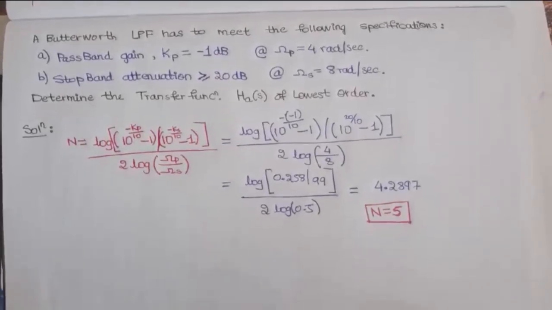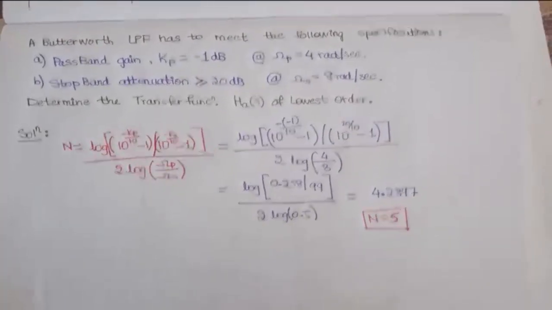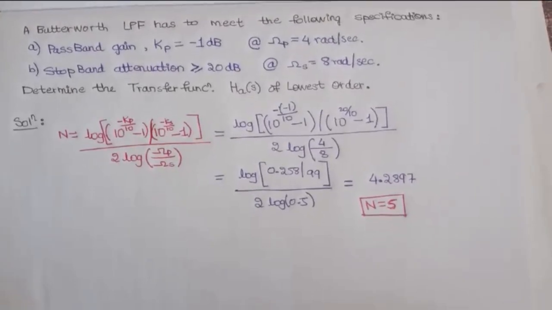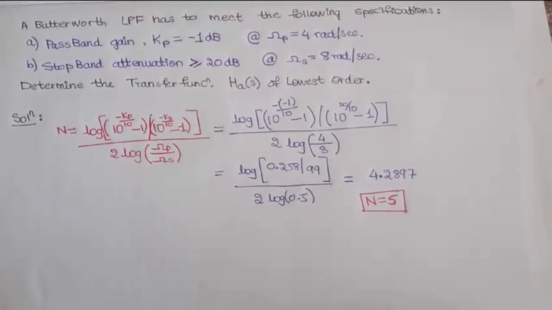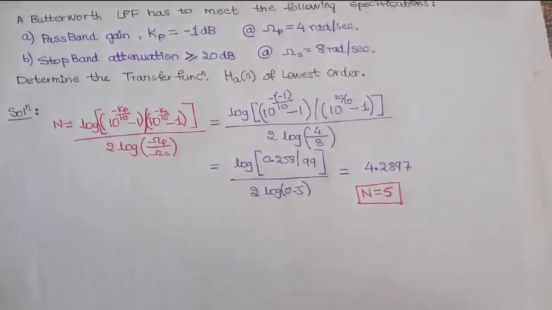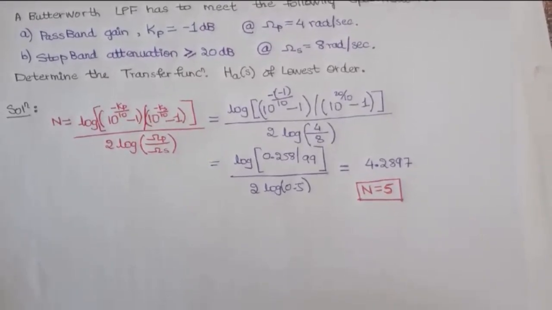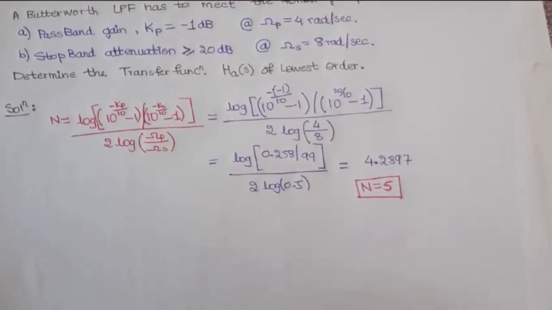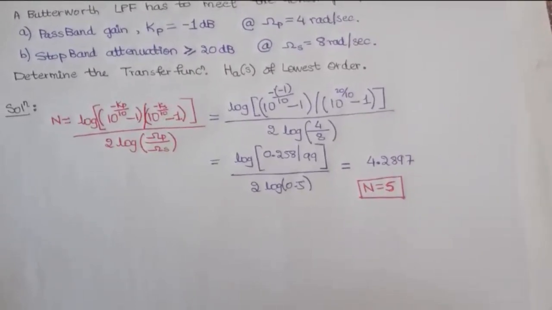To determine the transfer function of this filter, we have to know the order of this filter, that is n. We know the formula n is equal to log of (10 raised to minus kp by 10 minus 1) divided by (10 raised to minus ks by 10 minus 1), whole divided by 2 log omega p by omega s.